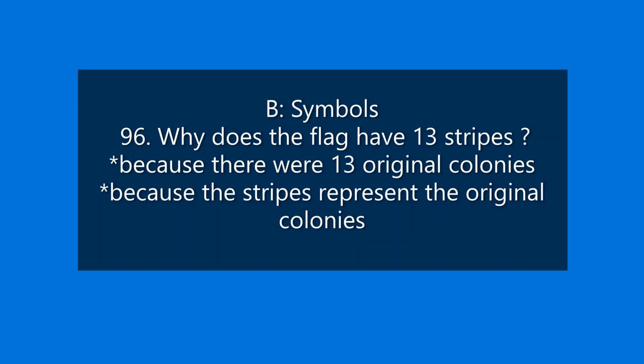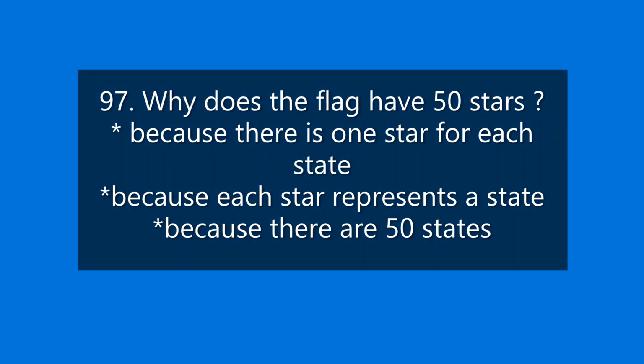Let's move on to Section B, Symbols. Number 96. Why does the flag have 13 stripes? The answer, because there were 13 original colonies. Or you can say, because the stripes represent the original colonies.